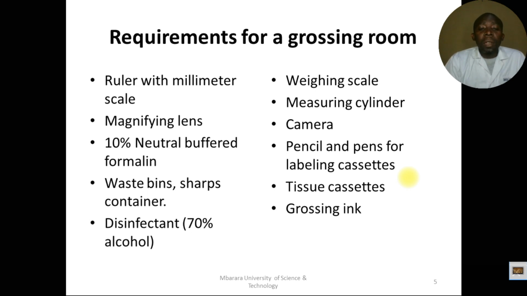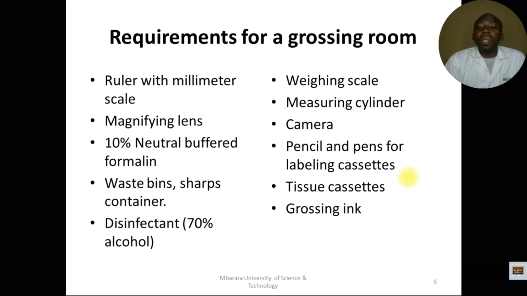We need disinfectants, so that we ensure that the place where we are working is actually disinfected to avoid infections. You remember we are handling samples, and some samples come when they are fresh before they are fixed, so they are highly infectious. We need a weighing scale, because at some point we may need to weigh the tissue and then describe its weight. We need the measuring cylinder to measure the volume of the fluid we have been given, because sometimes we receive liquid samples or fluid samples and we need to measure their volume.